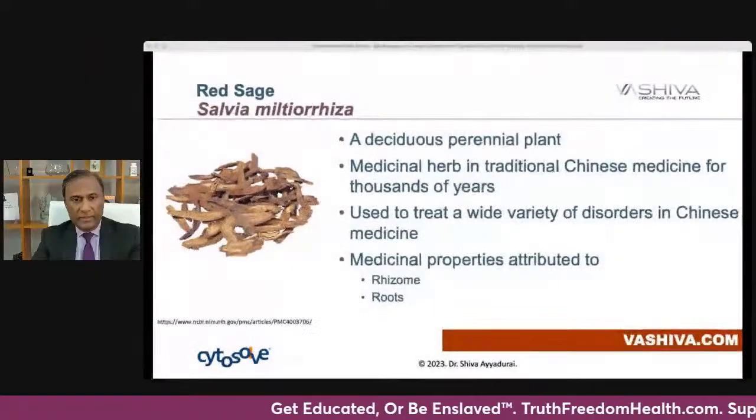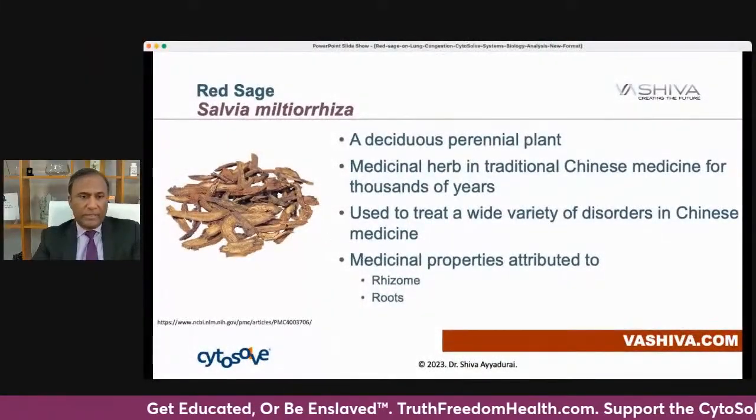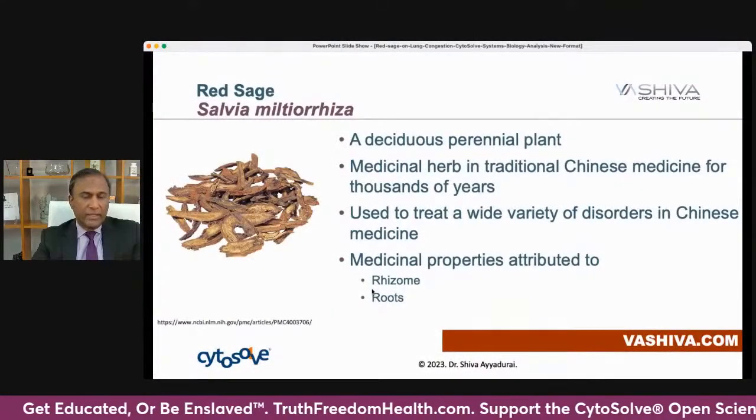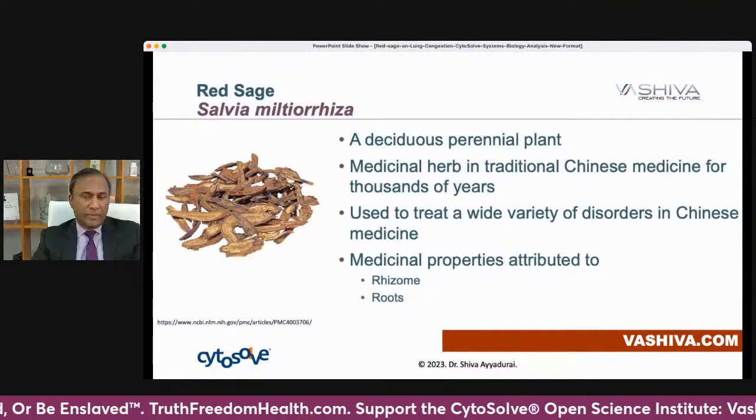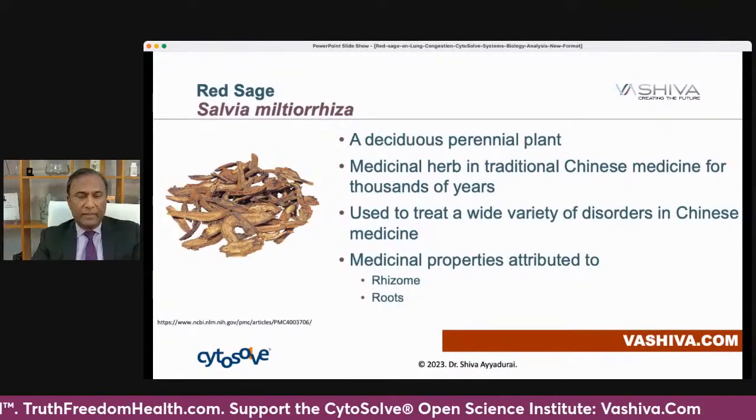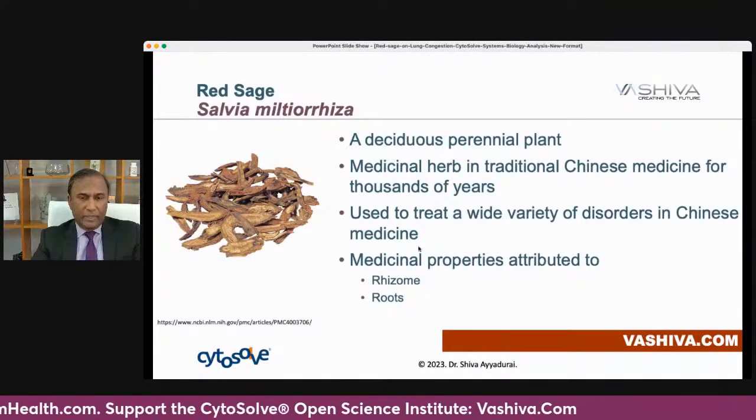Ginger is a rhizome, turmeric is a rhizome, and here with red sage, it has a rhizome, but it also has the root. So what you're seeing here is a picture of the rhizome and the root, but the medicinal properties come from the rhizome and roots. Different herbs, the medicinal property sometimes comes from the leaves or the stem or the flower. Here we're looking at the rhizome and the roots.